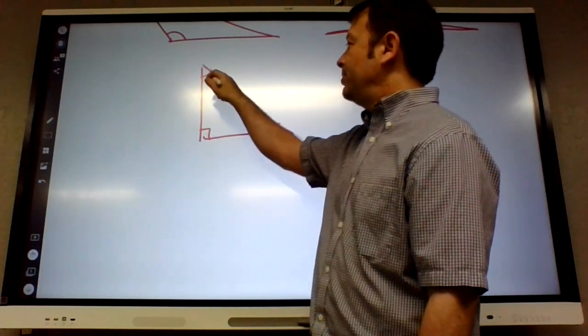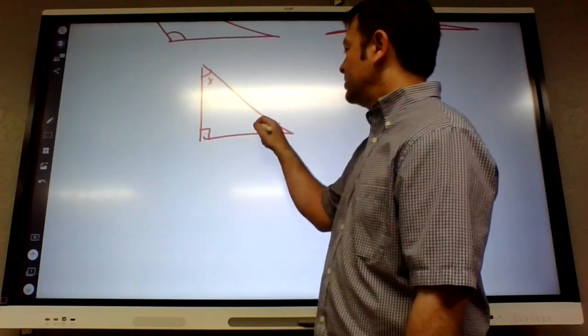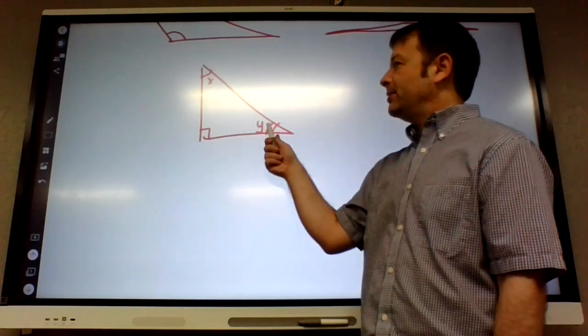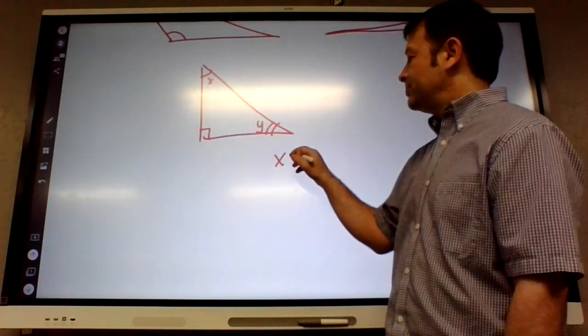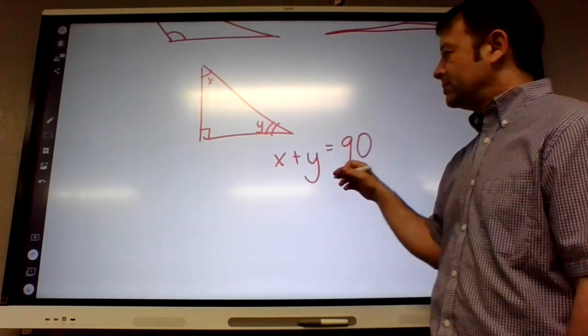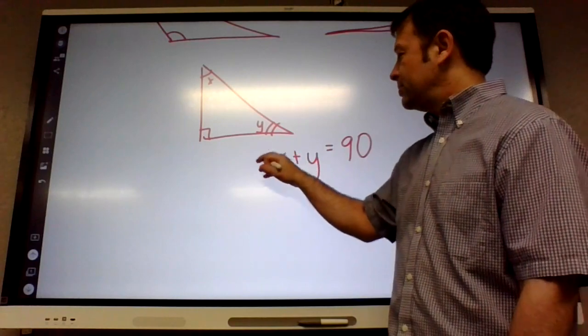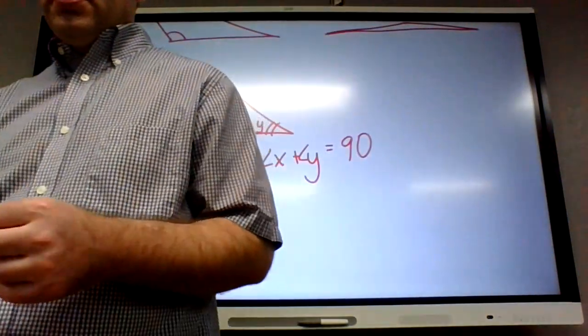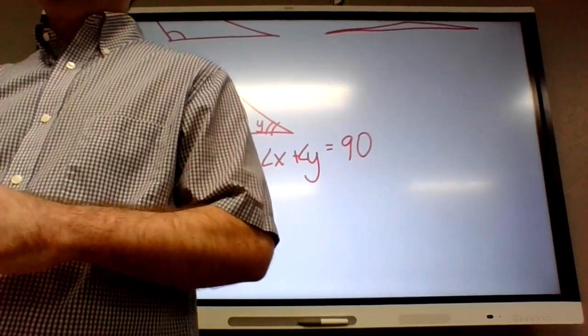So the two acute angles, because together 90 plus 90 equals 180, right? So the two acute angles in a right triangle have to be complementary. Exactly. The two acute angles in a right triangle have to be complementary. Mr. Jordan, thank you for letting us skip the proofs.